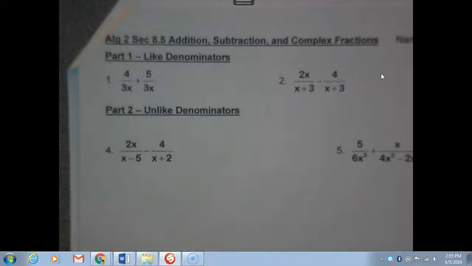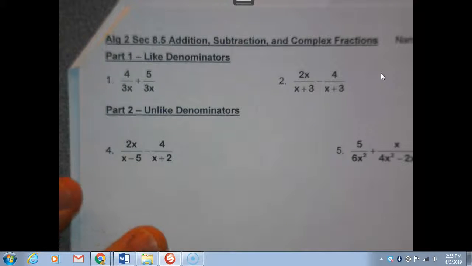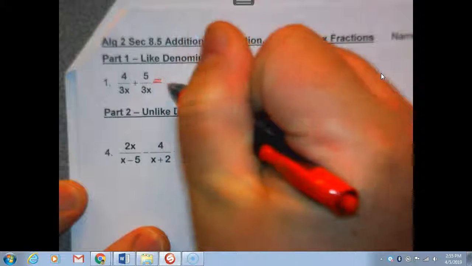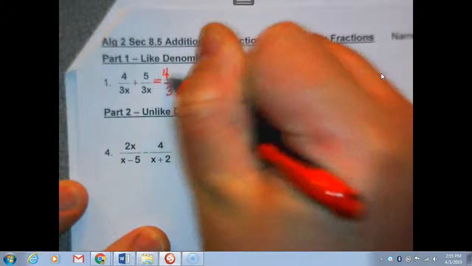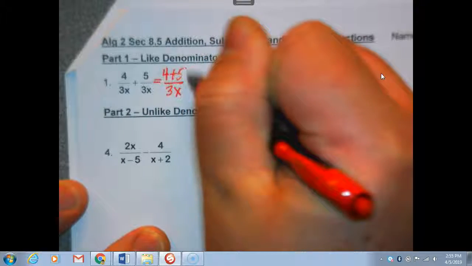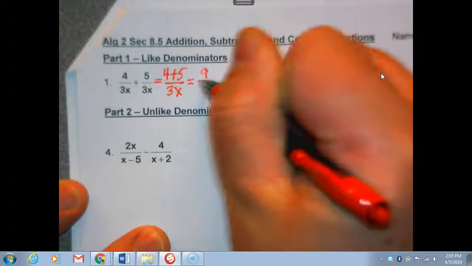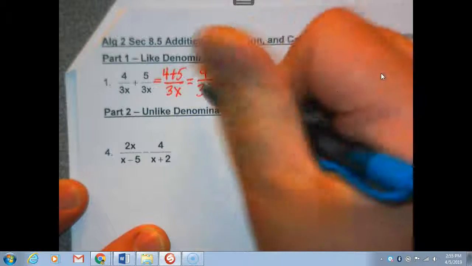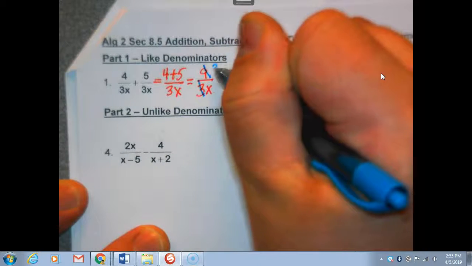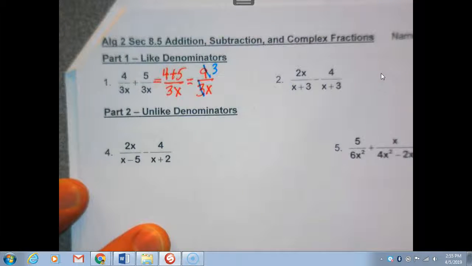Okay, number 1. Guess what? We have the same denominator, so we don't even have to find the common denominator. What's our denominator? 3x. So what am I going to do with the 4 and the 5? Add them. 4 plus 5 is 9 over 3x. Am I done? No, because I can simplify. I get 3 over x.